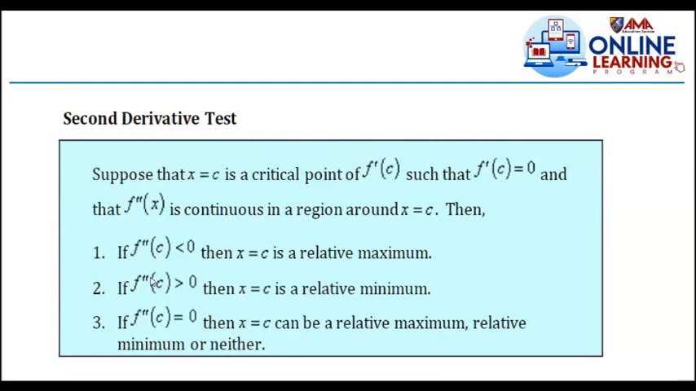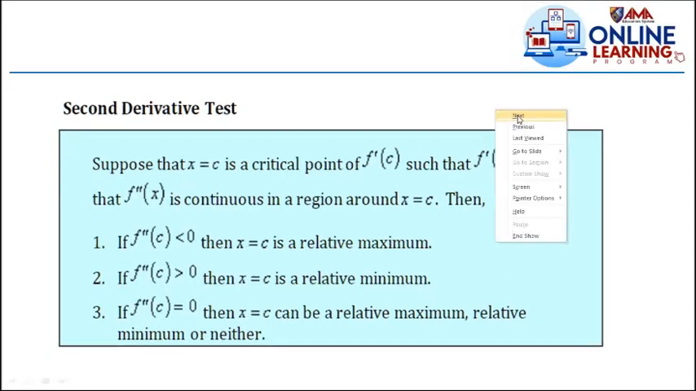Then, if the second derivative at the constant is less than 0, then x is a relative maximum. But if the second derivative at the constant is greater than 0, then x equals the constant is a relative minimum. But if the second derivative at the constant is equal to 0, then x equals the constant can be a relative maximum or relative minimum or neither.